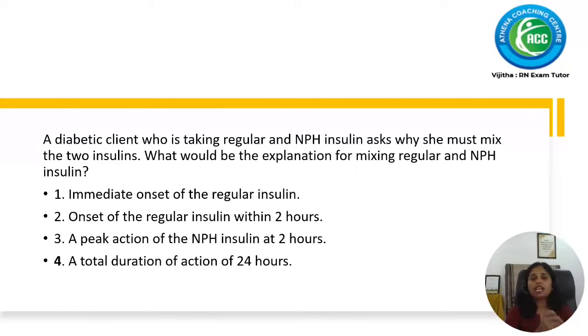Option 1 says immediate onset of the regular insulin. Second, onset of regular insulin within 2 hours. Then a peak action of NPH insulin at 2 hours, and total duration of action is 24 hours. So the question is, what would be the explanation for mixing regular and NPH? Why are these two medicines administered together?